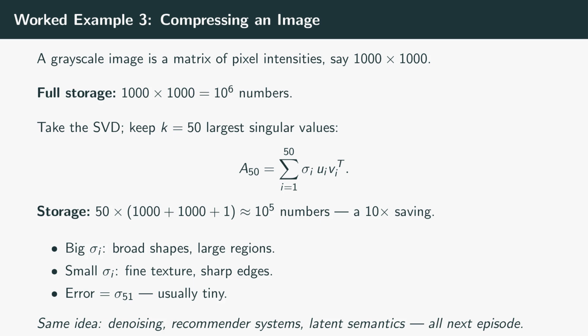What do those layers mean visually? The large singular values capture the broad shapes and big regions of the image, the parts your eye notices first. The small singular values carry fine texture and sharp edges. By Eckart-Young, the error from truncating is just the size of the first singular value you dropped, which for natural images is usually tiny, so the compressed picture looks almost identical. This very same idea, keep the strong patterns, drop the weak ones, drives denoising, recommender systems, and latent semantic analysis, which are exactly where the finale takes us next.